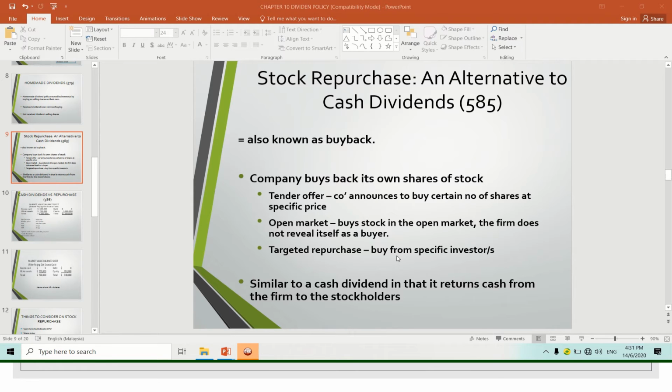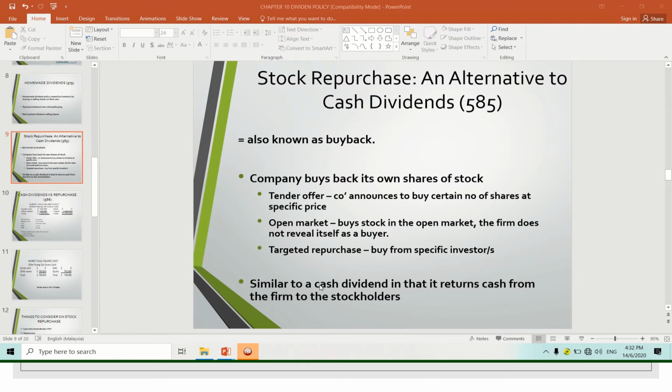For example, okay, this is just an example. Petronas has shares, and the majority shareholders in Petronas are Tabung Haji, KWSP and PNB. So all of these three investors are the major shareholders of Petronas. So Petronas wants to buy back shares, to do a stock repurchase only from PNB. So Petronas will do a stock repurchase from PNB only. That is what it means. For the targeted repurchase, the issuer or the company will buy stock from the specific investor.